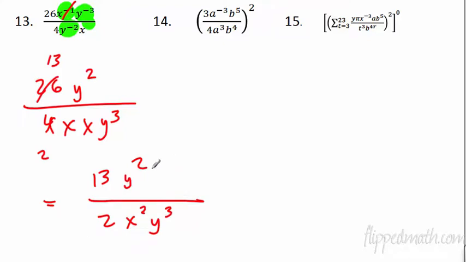Okay, so now we're almost simplified. We have y squared on top. We have y to the third on the bottom. A couple different ways you can do that. You can move the y squared back downstairs, make it negative 2 and add those. You'll get y to the first.